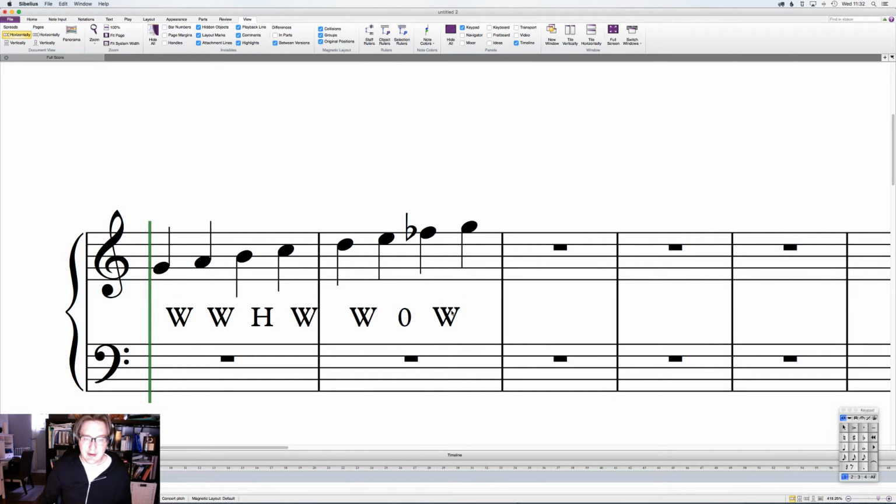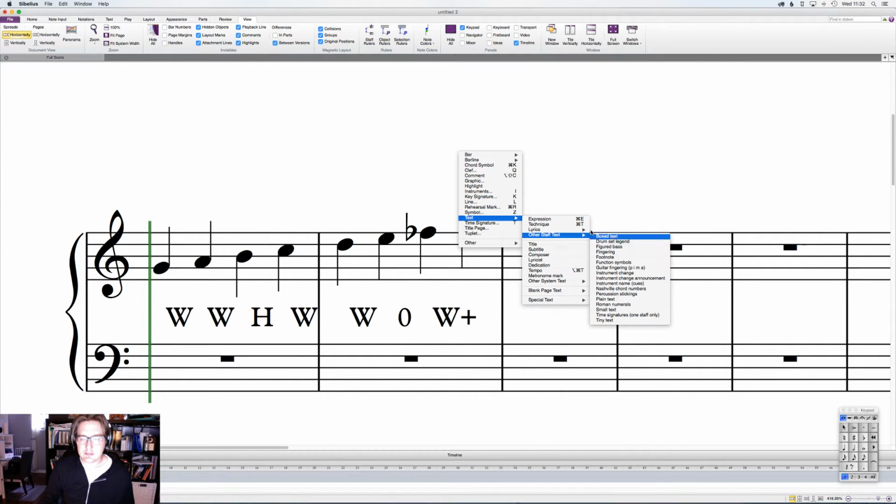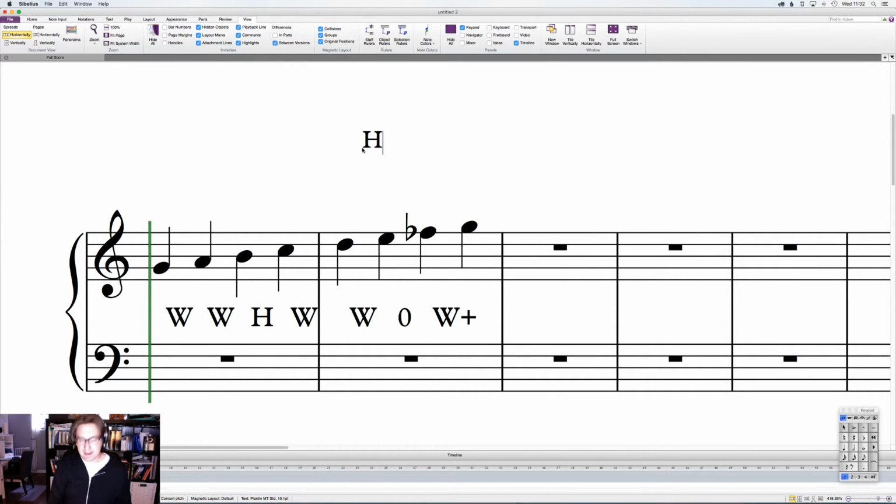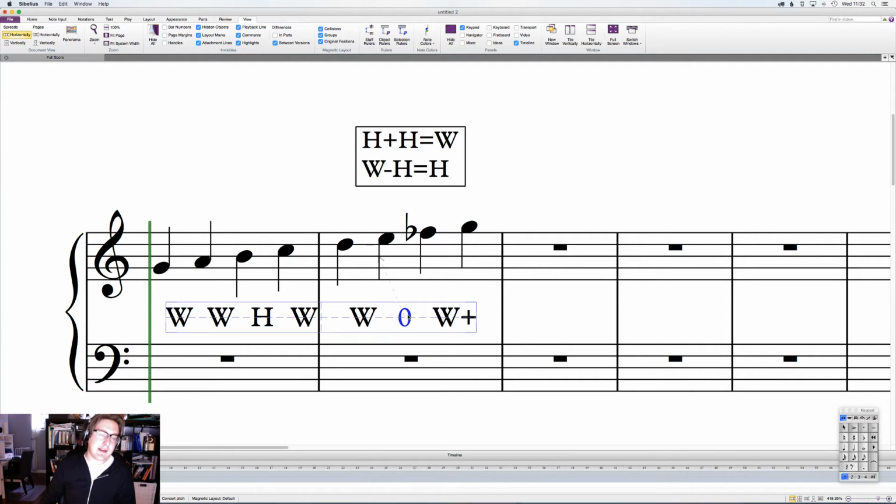And now this is like whole plus. Okay? Remember, half plus half equals whole. Whole minus half equals half. What this was before was a half step. The 0 right here was a half step. I have subtracted a half step from a half step. What's half minus half? It's nothing.